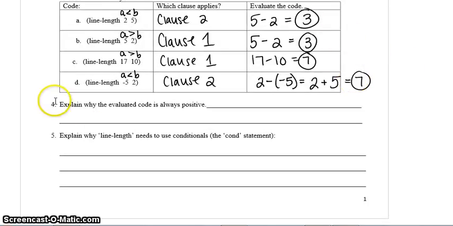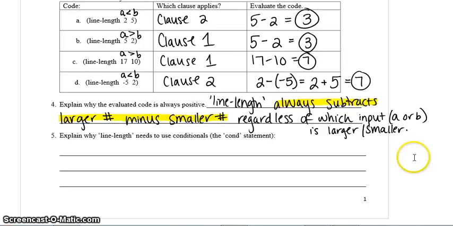So number 4 asks us to explain why the evaluated code is always positive. So I'm going to go ahead and jot down an explanation and we'll read it. So the explanation I would come up with here for why the answer is always positive is the line length function always subtracts the larger number minus the smaller number, regardless of which input, A or B, is larger or smaller. So the two clauses determine in which order they get subtracted. We will always have a positive answer.